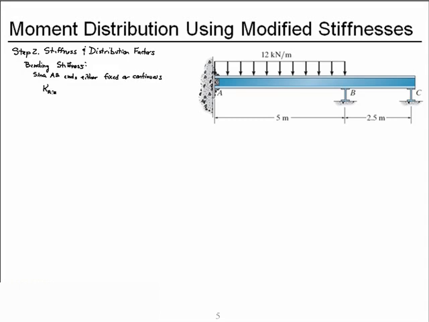the stiffness of the member is 4 EI over the length, and the length is 5 meters. And it's one stiffness for the member, but I'll write out both K's for each end just for our bookkeeping. But member BC has one end pinned, the other end continuous.